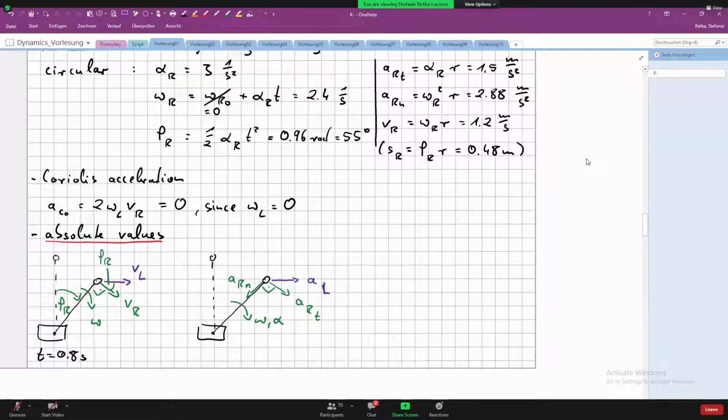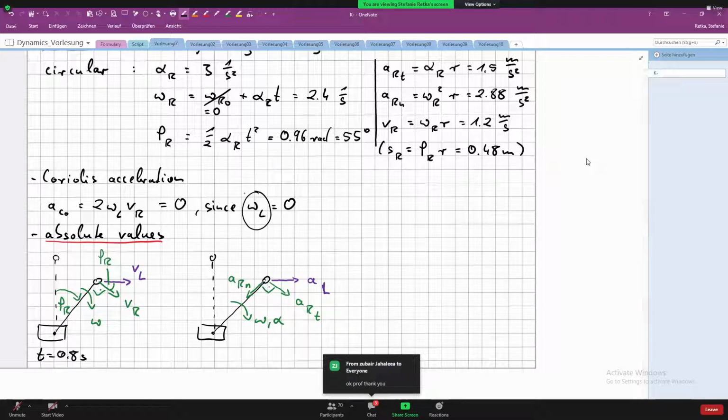Okay, there's a question. There is no Coriolis acceleration because this value is 0. There is no leading angular velocity. Our leading motion is a rectilinear motion, straight along a straight line, no rotation. And if there's no rotation, then there cannot be any angular accelerations or velocities. So this is 0, and that's why in the result, the Coriolis acceleration is 0 as well.